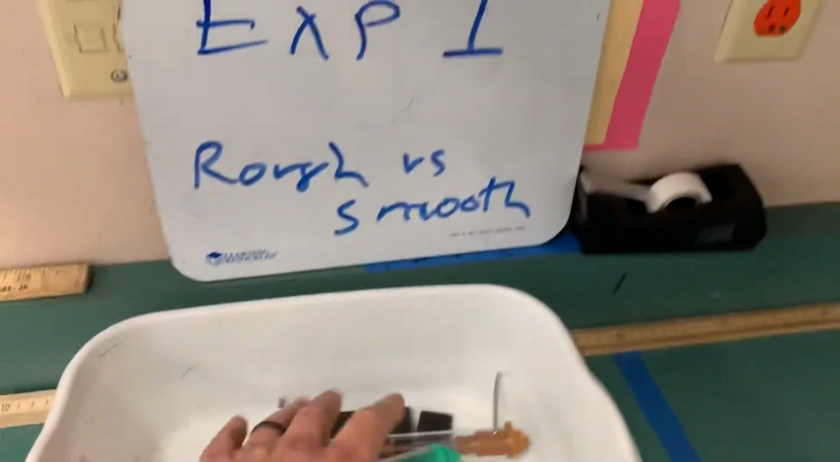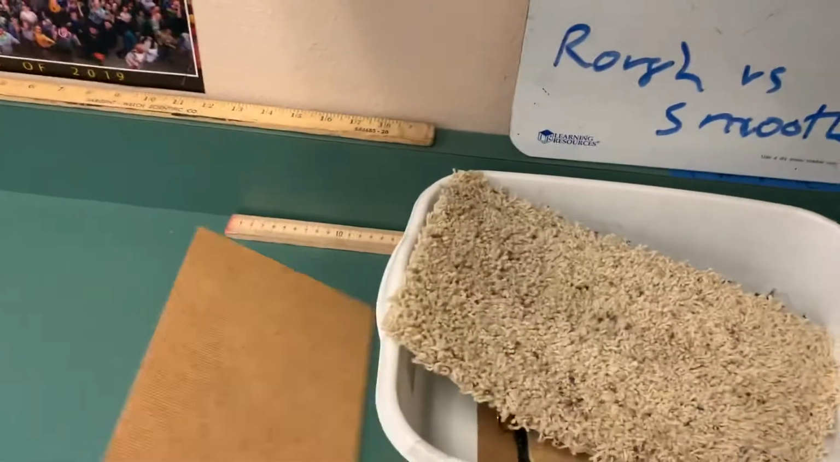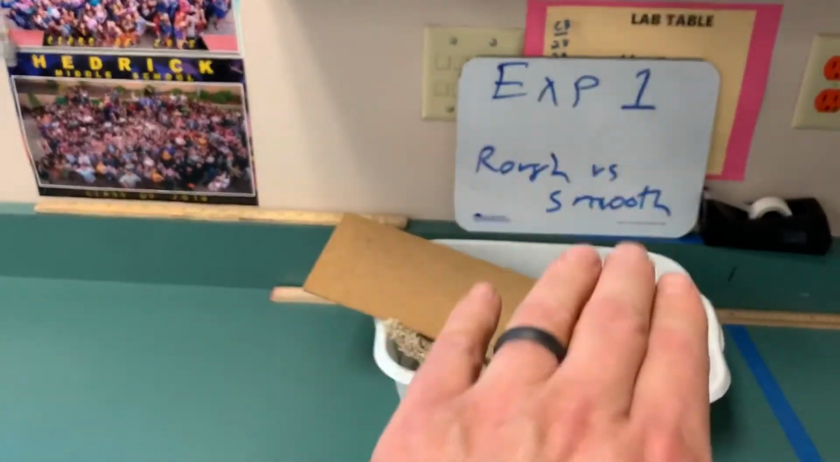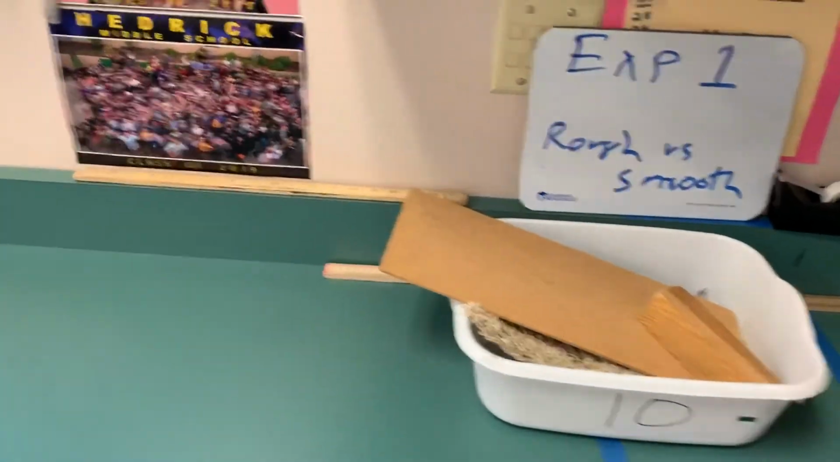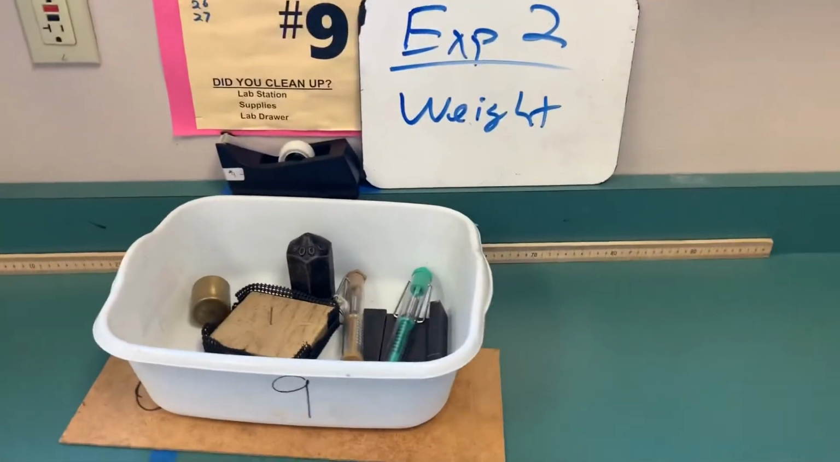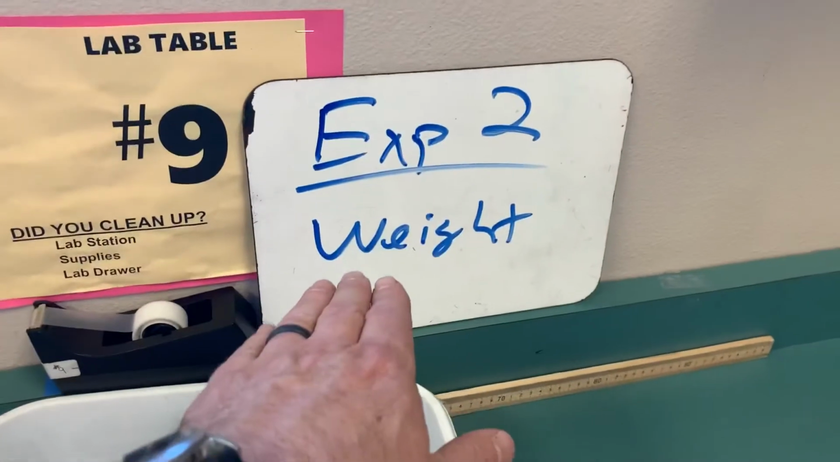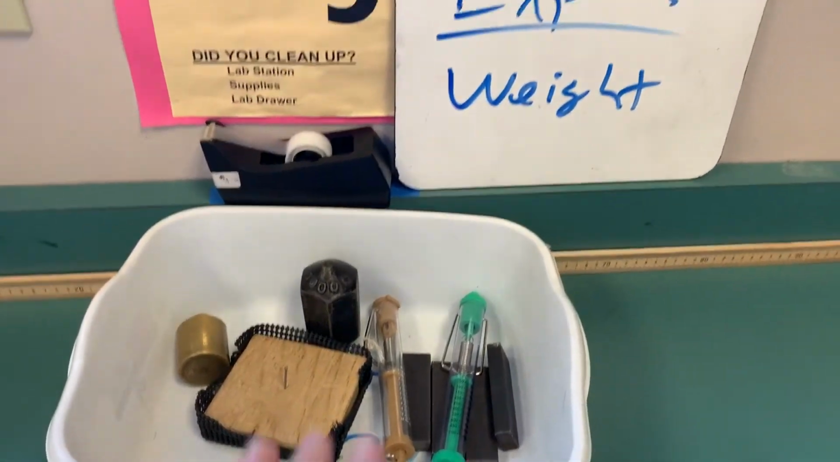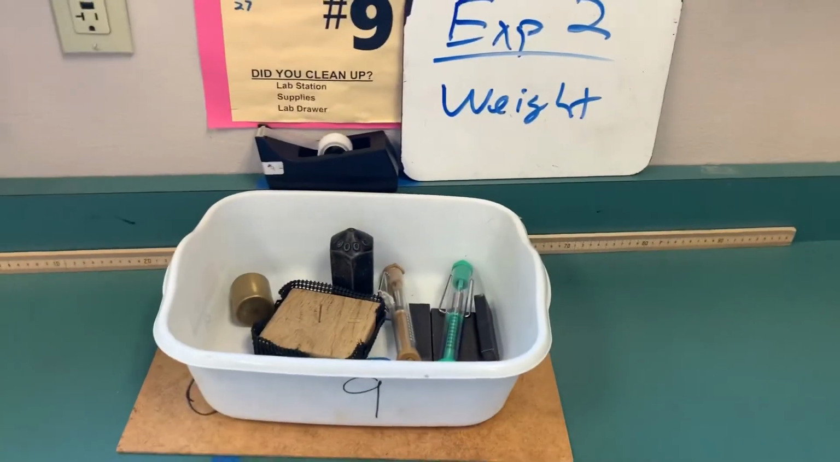All right, there's station 1. You set up your experiment. You're trying to get obvious differences between smooth and rough surfaces, and there you go. Over here at station 9 is changing the weight on purpose. You can set up the experiment how you want, and make sure you show what's happening with weight.